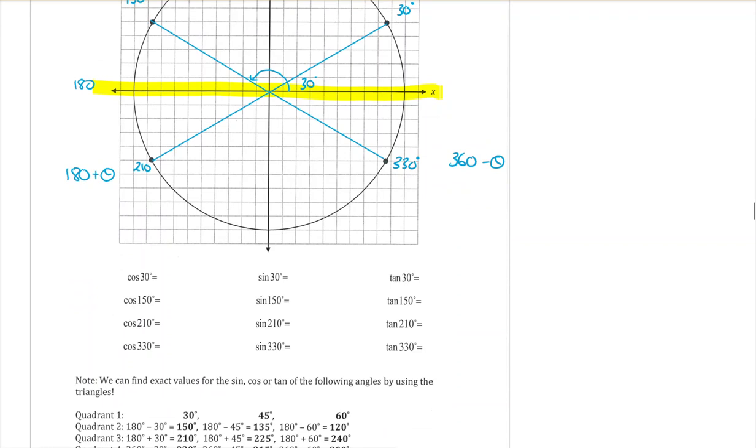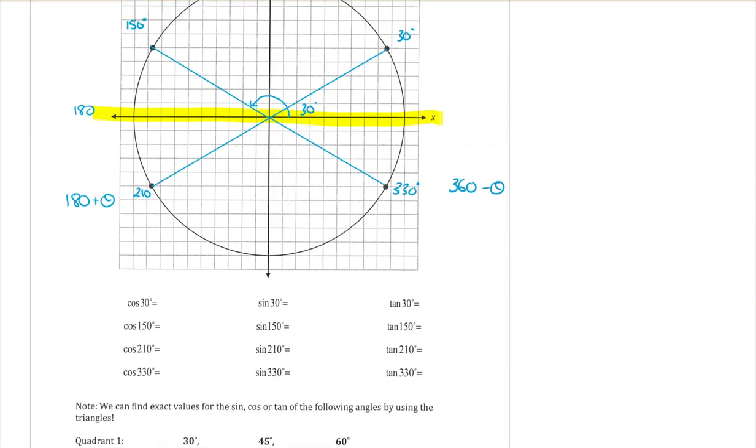So a quick little investigation. Grab your calculators, because we want this to be fast. We've spent a lot of time on this. Type in cos of 30. What do you get?